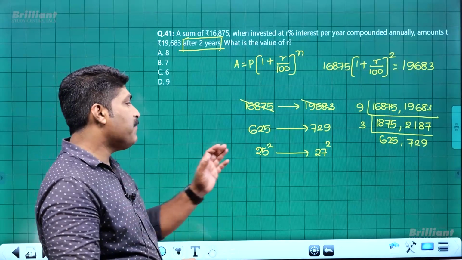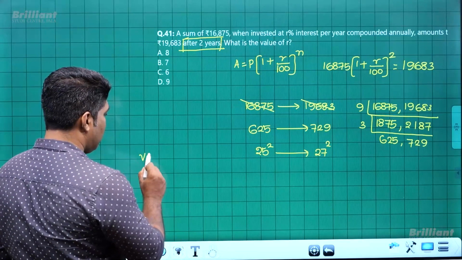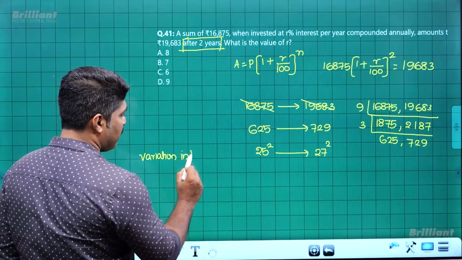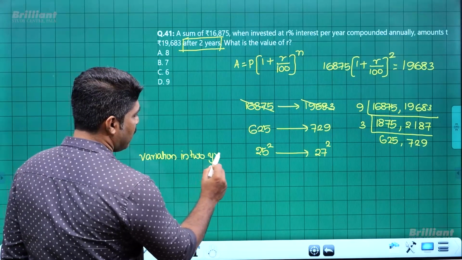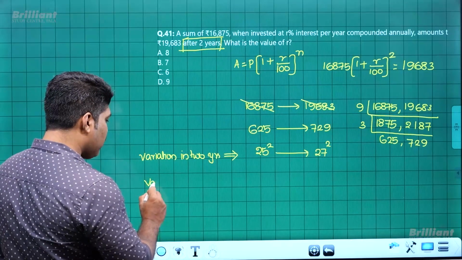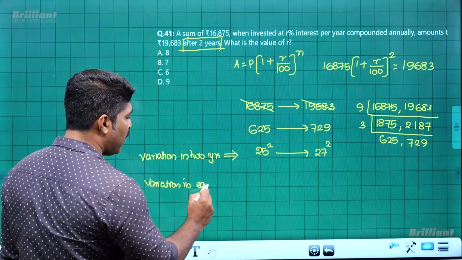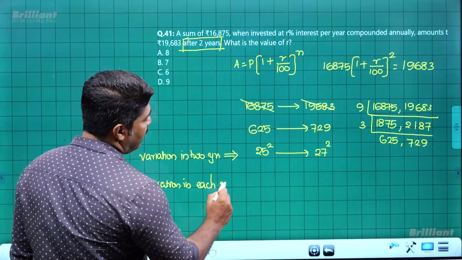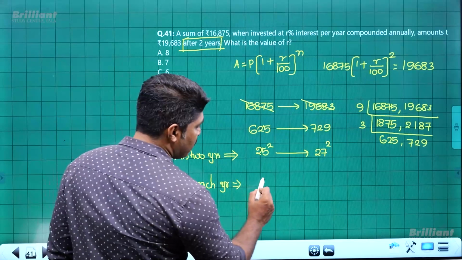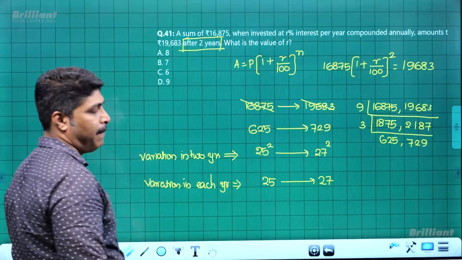So this is the variation occurred in 2 years. So that's the simple logic. Therefore, what could be the variation in 1 year? Each year, you just simply write the square root of these values. That is 25 becomes 27.